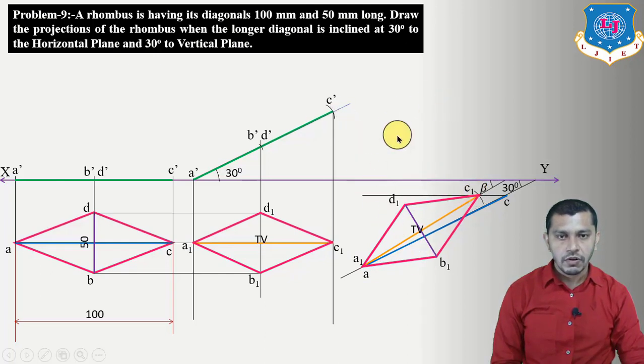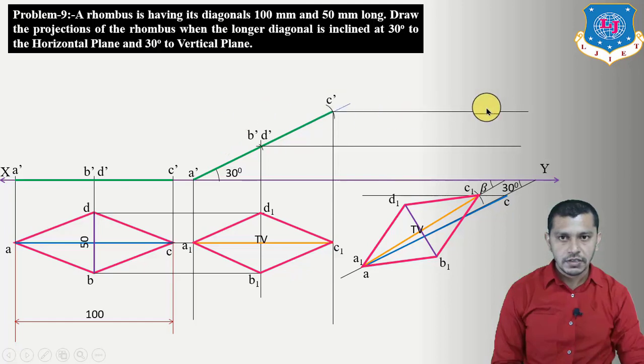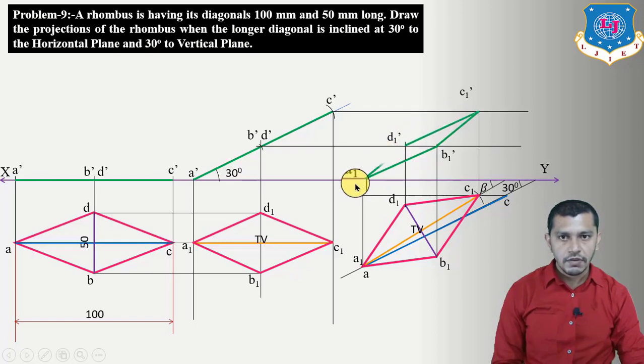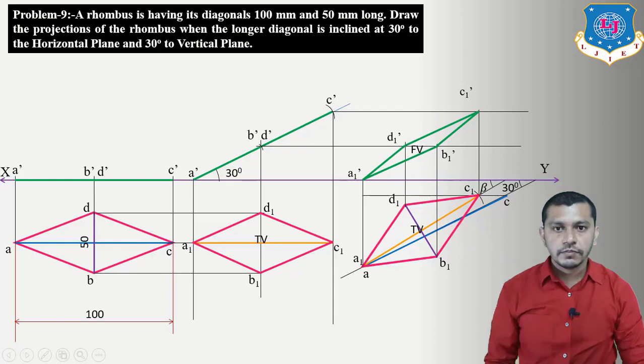Now we have to draw the elevation, and to draw the elevation, first of all draw the locus of these points C, BD, and this will be our locus of A. Project these points. Here we will get A1 dash, here we will get B1 dash, here we will get C1 dash, here we will get D1 dash, and connect these points A1 B1, B1 C1, C1 D1, and D1 A1. We will get the final elevation or front view, which is our apparent shape.